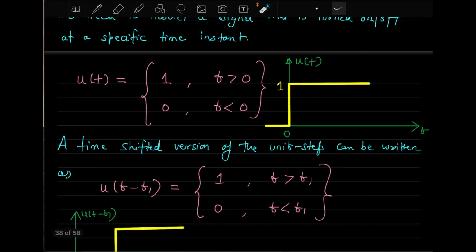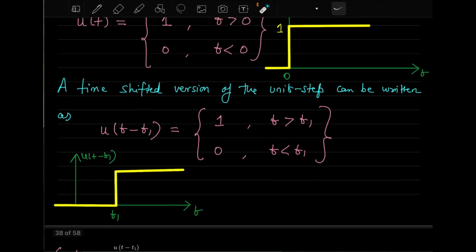A shifted version of the unit step can be written as this. Here you see you have shifted the unit step by an amount t1. So it will look like this, where the time is shifted and this particular thing has moved from 0 to t1.